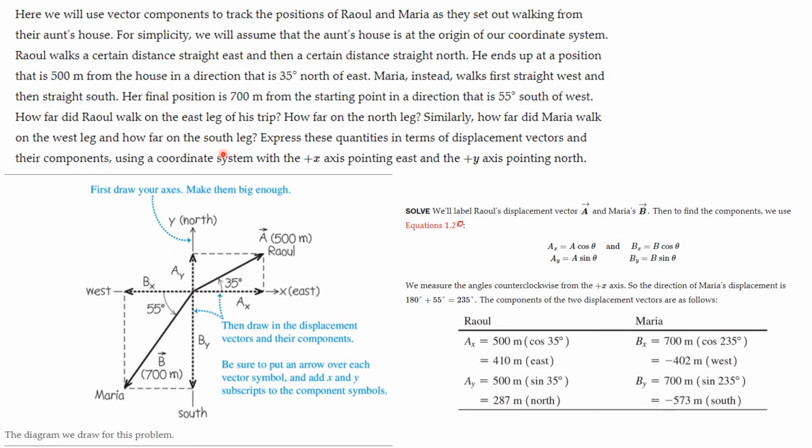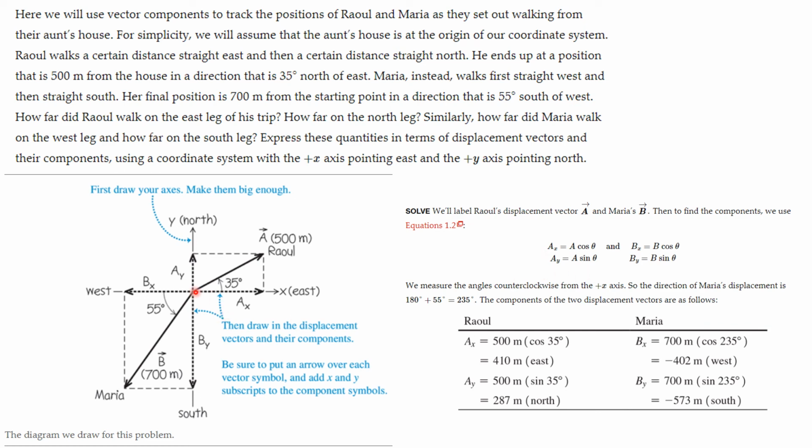Now we can do other kinds of problems, and often what we're going to do is break things into components. So we have this guy named Raoul, and Raoul goes off at 35 degrees up here, and this is the vector A. Well, we break vector A into perpendicular components. So we have A_x and A_y. And we know that A_x is A times cosine theta, and A_y is A times sine theta.